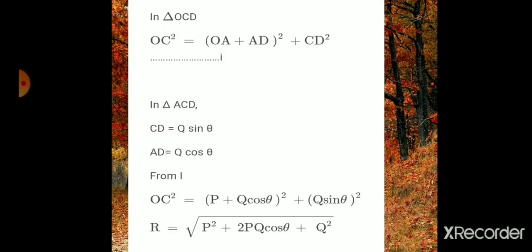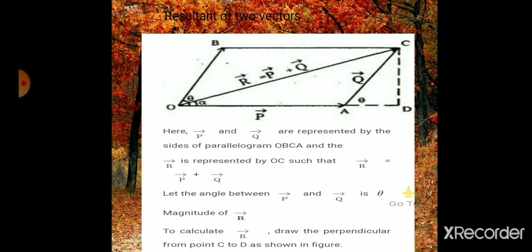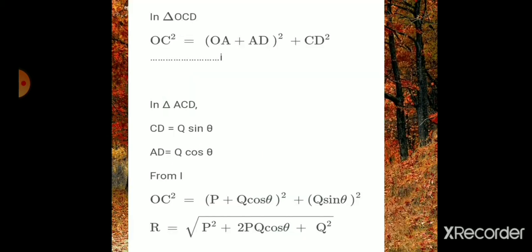So from the triangle OCD, we can write OC square is equivalent to OD square plus CD square. OD can be split into OA plus AD. So OA plus AD the whole square plus CD square will be equivalent to OC square.